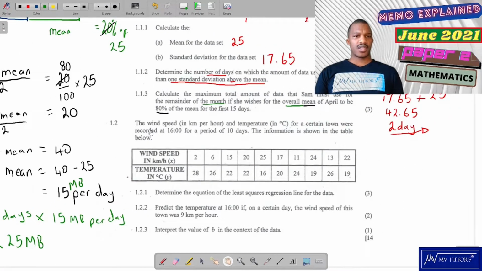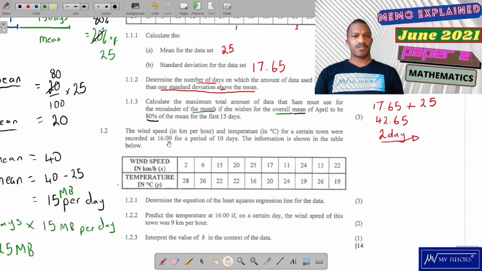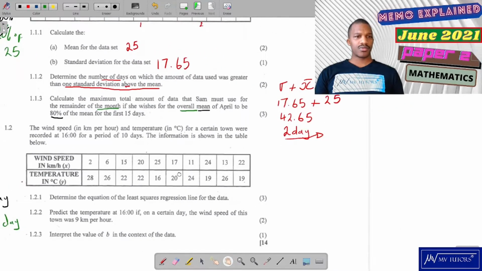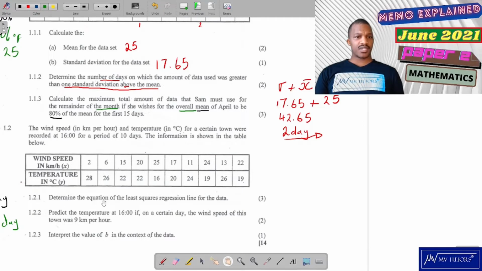Okay, now let's continue with the rest of the question. It says the wind speed in kilometers and temperature in degrees Celsius for a certain town were recorded at 4 p.m. for a period of 10 days. The information is shown in the table below. Determine the equation of the least squares regression line for the data.